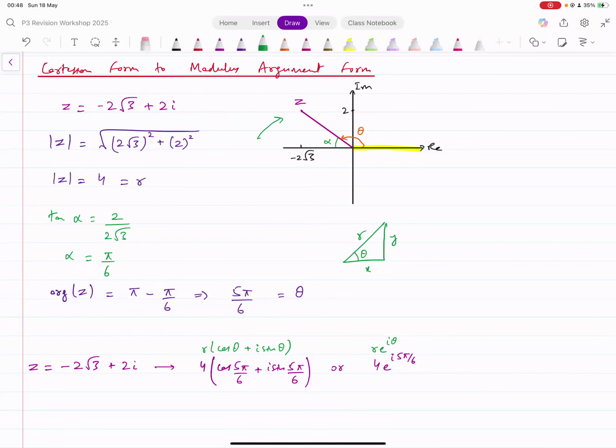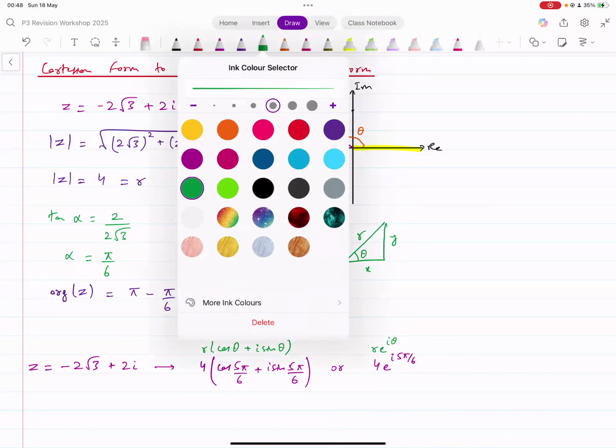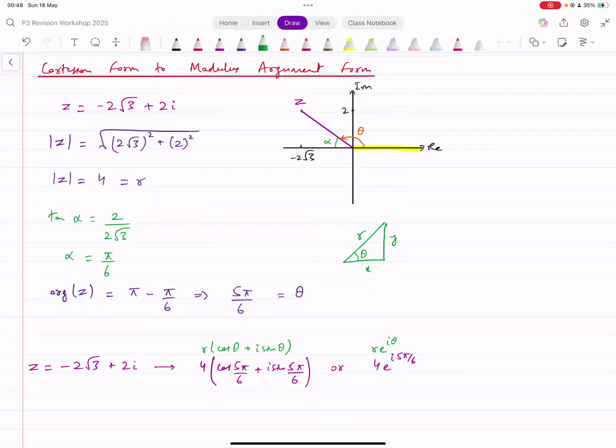So it's in the second quadrant. You find the basic angle, and that turns out to be pi over 6. Based on that, you can write down the argument. The argument is 5 pi over 6.